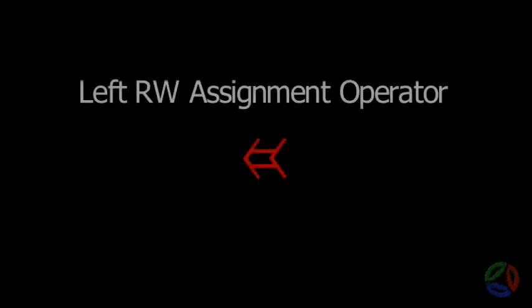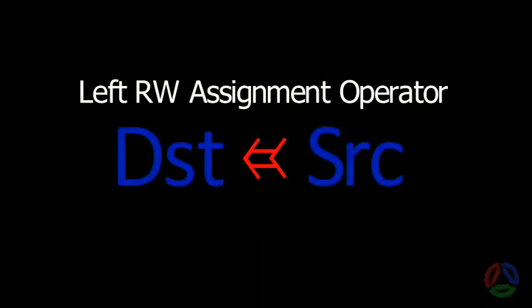Another very powerful operator in Phi is the left read before write assignment operator. It looks very similar to the left overwrite assignment operator, but it also has an input or read arrow at its tail, as well as an output or write arrow at its head. Both of these arrows point in the direction of data flow. This operator's precedence is the same as that of the left overwrite assignment operator.